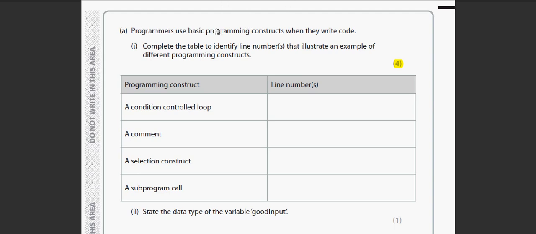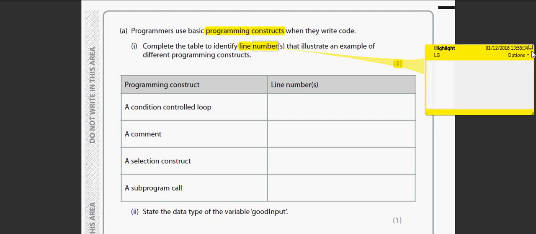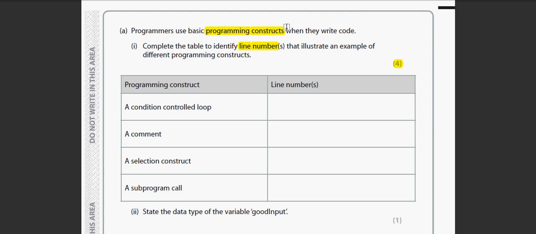So programmers use basic programming constructs when they write code. So these are our loops and our functions and our comments and selection, iteration, all of those things. Complete the table to identify line number or numbers. Okay, really important. Okay, we've got to get that. Some of you lost marks by not putting the full numbers for the construct. They illustrate an example of different programming constructs.